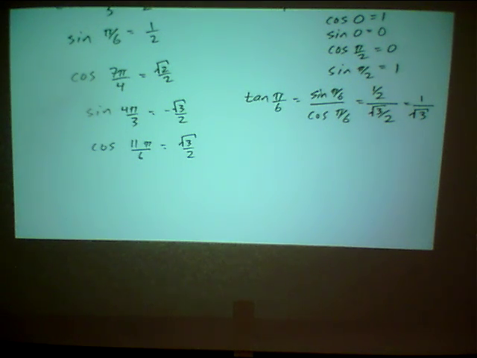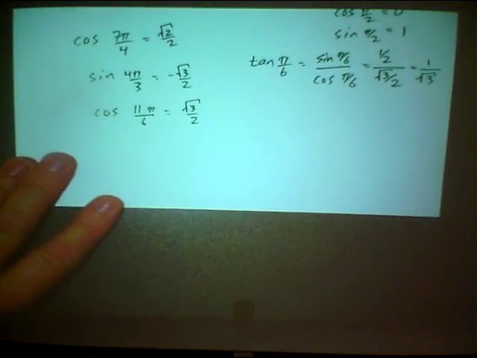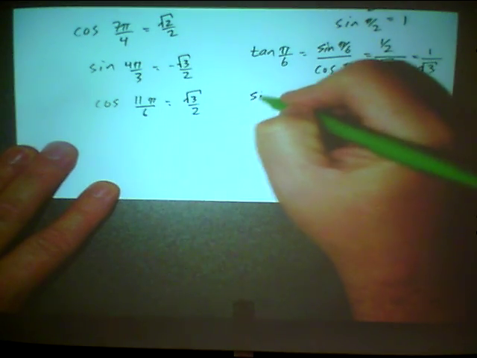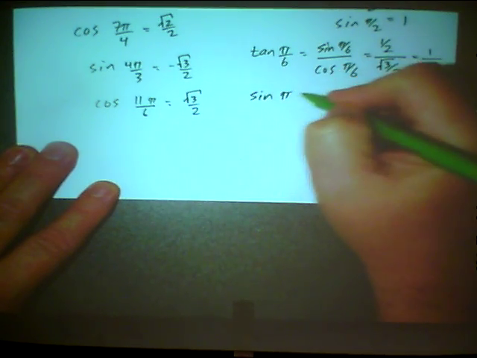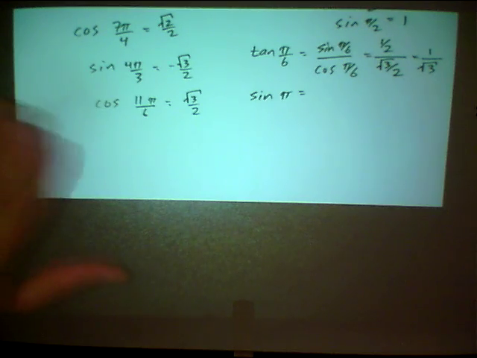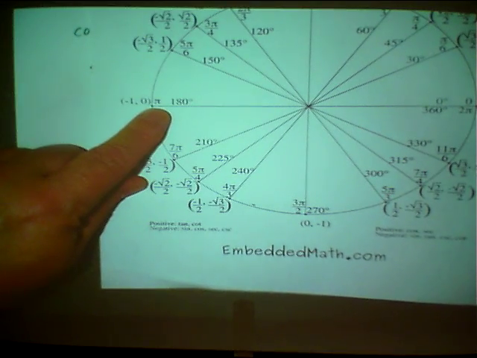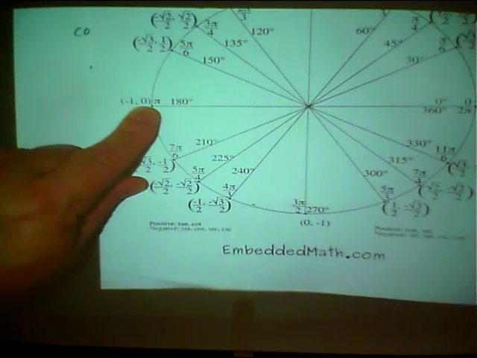So that's the idea of using the unit circle. And where the unit circle really comes in handy is sometimes you get larger angles. For instance, here's a simple one. What's the sine of π? On the unit circle, π is like the negative x-axis. So what's the sine of π? It's the y value, which is 0.